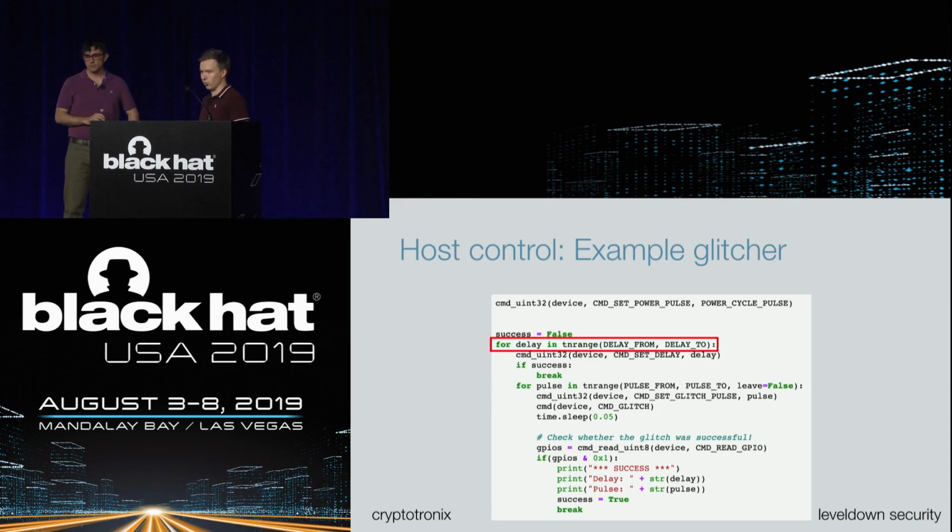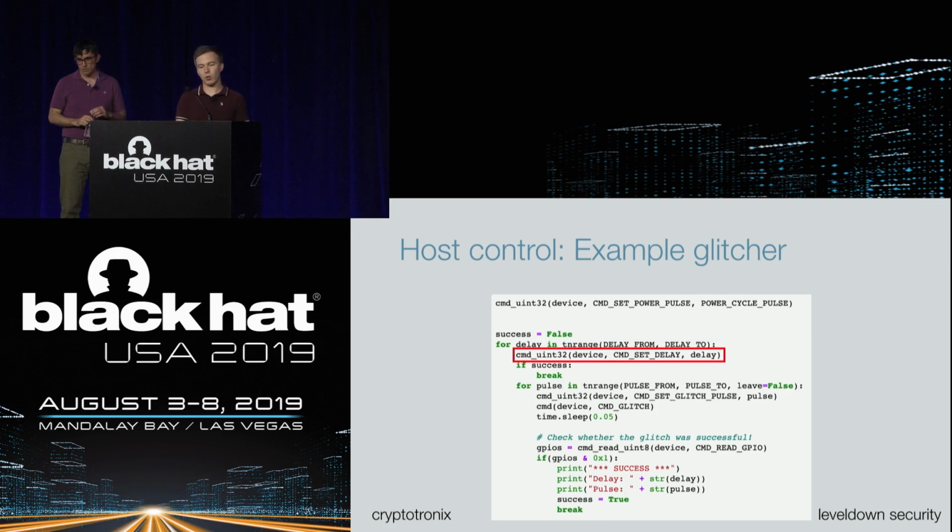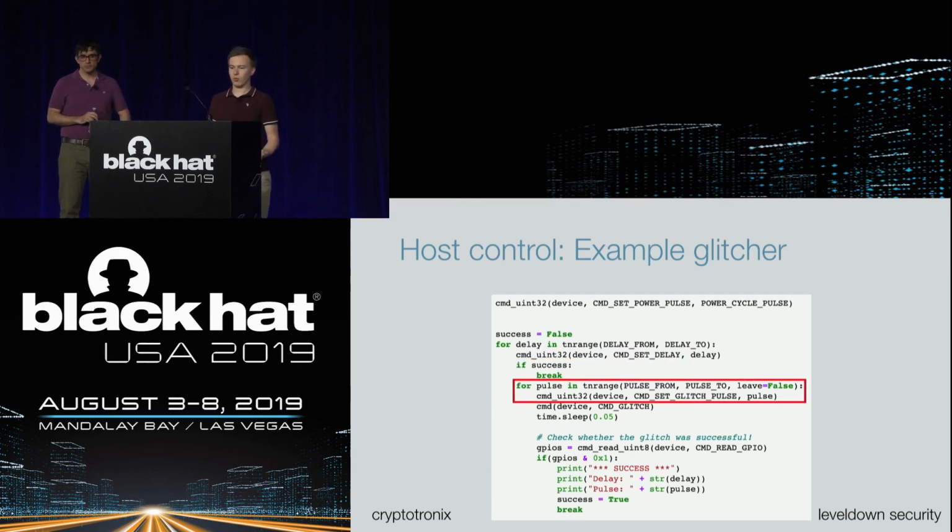So for example, the key to glitching is trying a million different delays, trying a million different pulse widths, and so on. And you can automate this really easily in a couple of lines. You just do a loop between delay from and delay to. You send the command to set that delay to the glitching board. We just have a success indicator to break later on. And then we just iterate over a range of pulses.